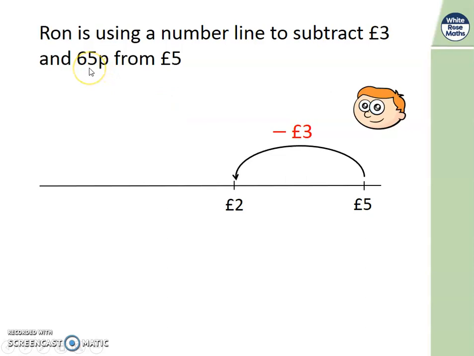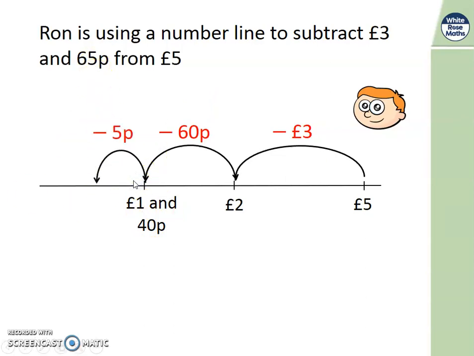He still has 65 pence to subtract and he's going to split that into 2 jumps. First, the 60 pence part. So £2 take away 60 pence lands at £1 and 40 pence. He still has the 5 pence left to remove. So he takes that away and sees where he lands. He lands at £1 and 35 pence. So the answer is £1 and 35 pence.